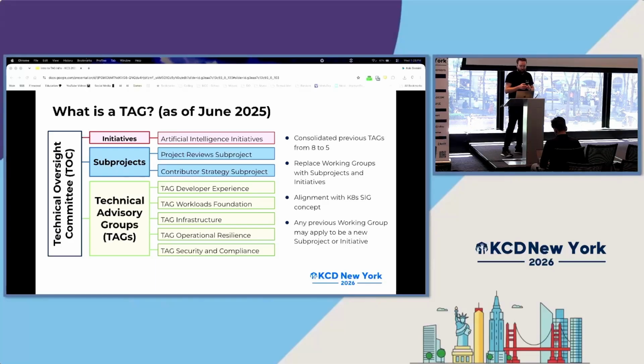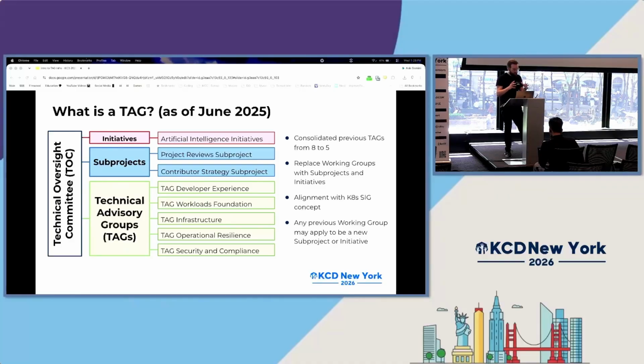So, more about what a TAG is. These TAGs are actually the primary organizational unit under the TOC. They help oversee and coordinate the interest groups across projects, across the initiatives, the sub-projects, in the broader cloud-native community. They scale technical contributions while maintaining quality and advancing the CNCF mission.